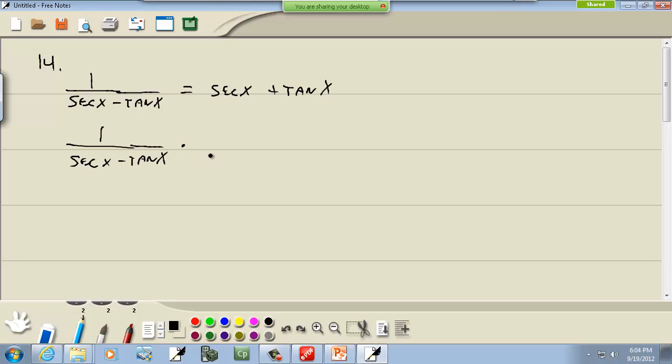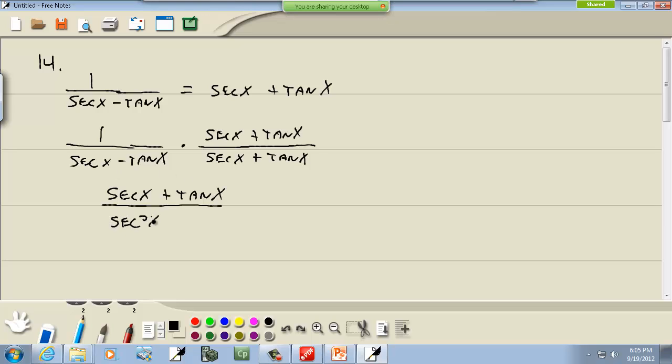Now the conjugate of that is we multiply top and bottom by the secant x plus tangent x. And that's already looking promising because the top part looks like the right side already. Okay, so that gives us secant x plus tangent x. The neat part about conjugates is you multiply the first parts together and last parts. Secant times secant is secant squared, minus tangent times tangent is tangent squared.